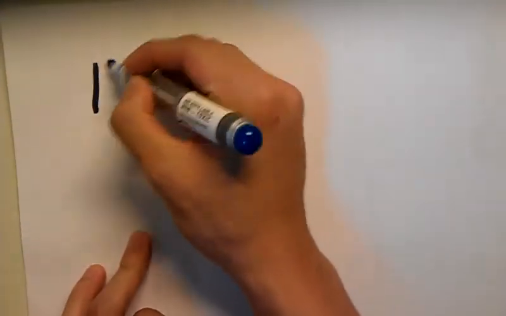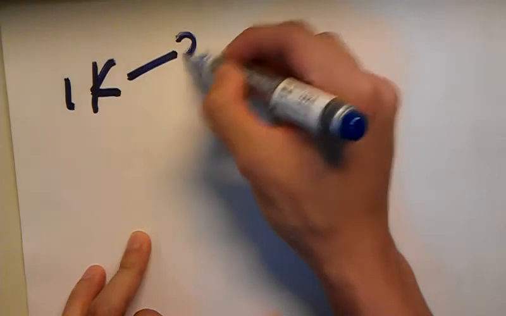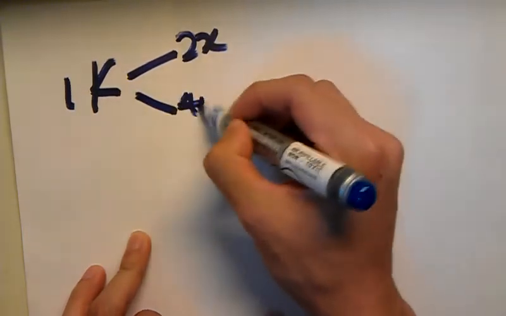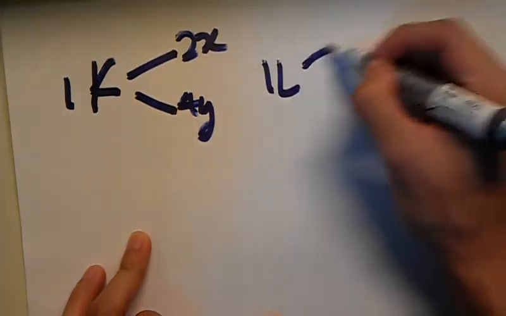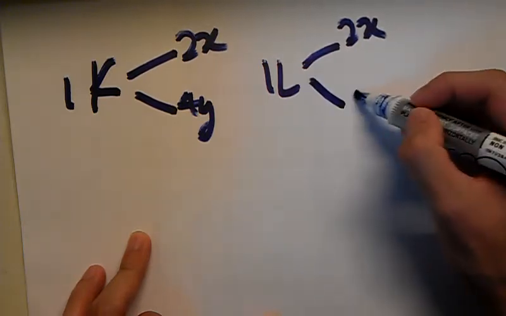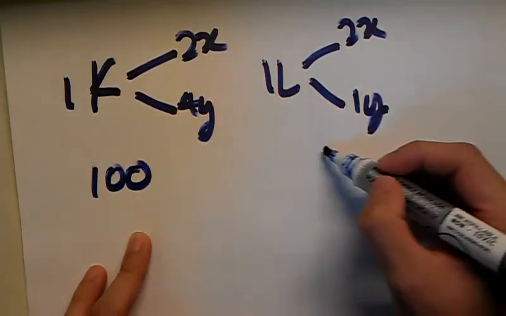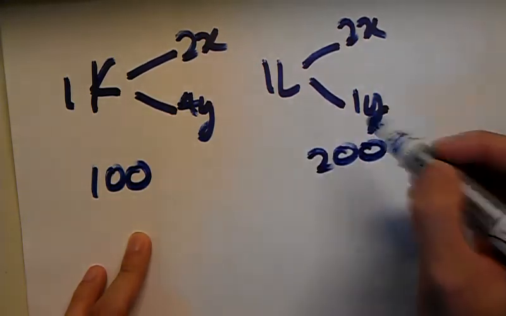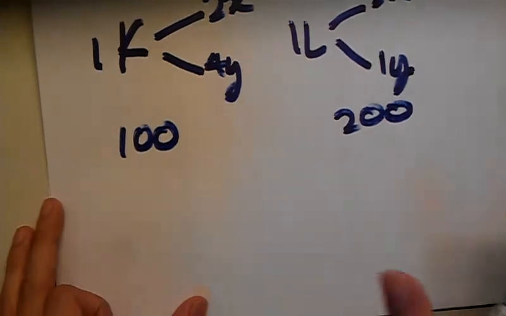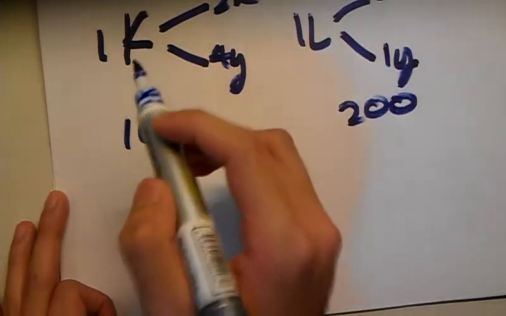The first step is to form the constraint equations. We will be told that 1 unit of capital, for example, can produce 2x or 4y. 1 unit of labor can produce 2x or 1y. I've got 100 units of capital and 200 units of labor. So this is how I'm going to write out the constraint equation. Let's start with capital first.